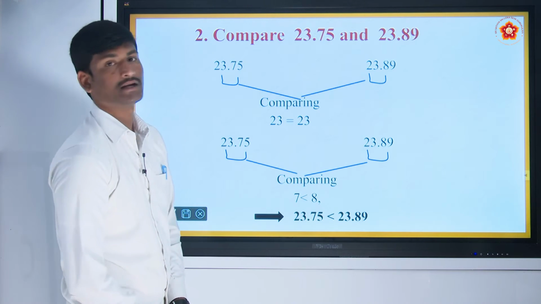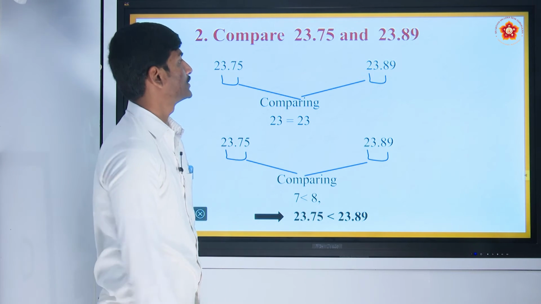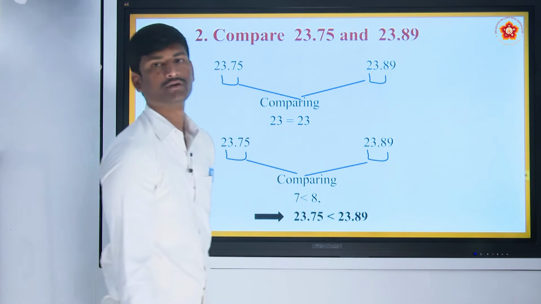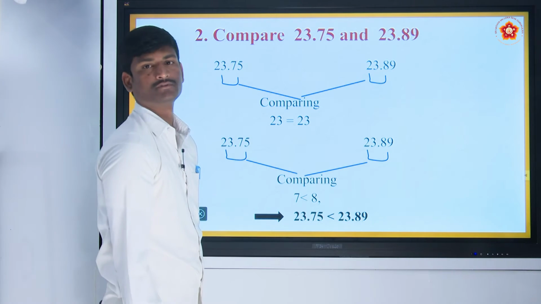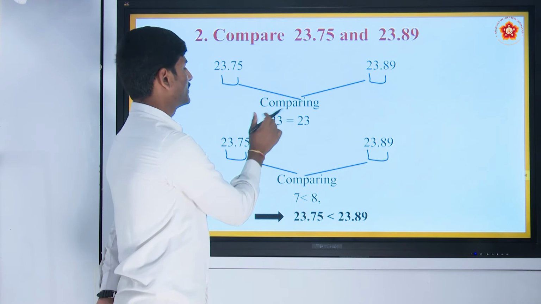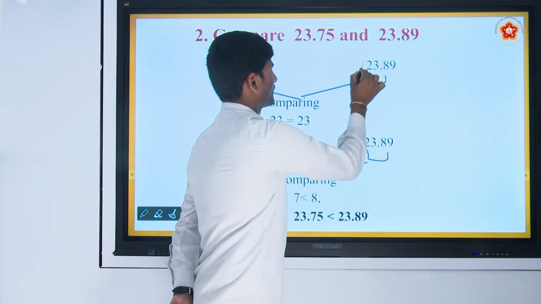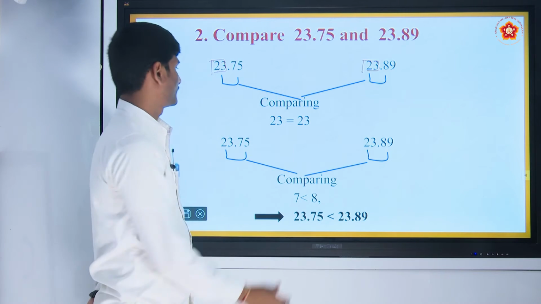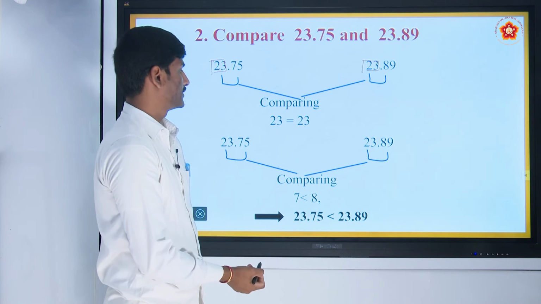Then, second, compare 23.75 and 23.89. First we write 23.75 and 23.89. First we compare the whole number part, 23. Both are equal. Okay, 23 is equal to 23.